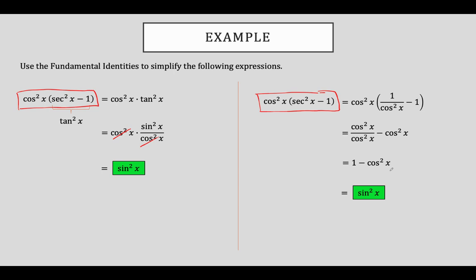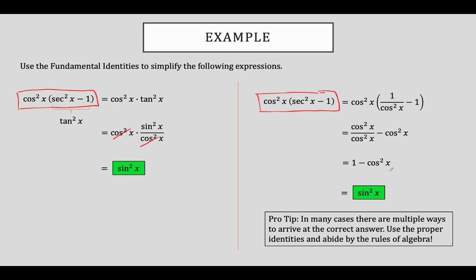So two different ways to solve the exact same problem. And notice that we end up with the same answer, which is always a good thing. So this brings us to our next pro tip. In many cases, there are multiple ways to arrive at the correct answer. Use the proper identities and abide by the rules of algebra. If you do that, you're going to be okay.